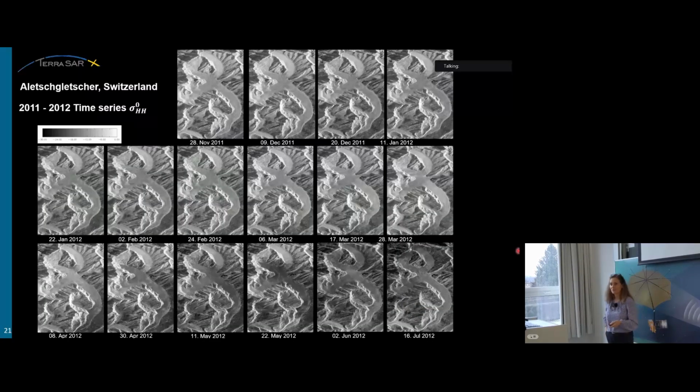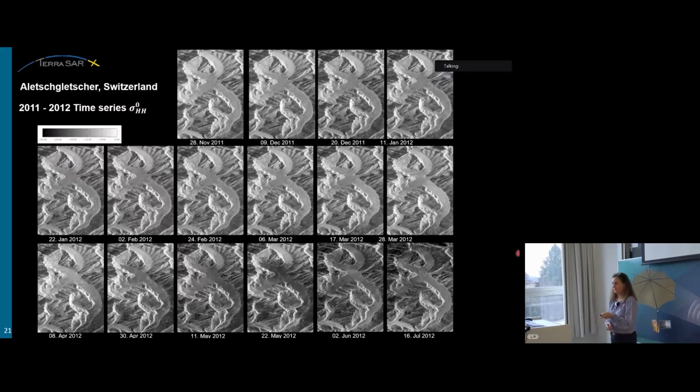Okay, let us have a look at the time series now of the data itself of the Aletsch Glacier in X-band, here in this TerraSAR-X image. What is already interesting, you see the glaciers here around, right? And it has, in November, quite a good signal. What you see here is in principle the radar backscattering signal.